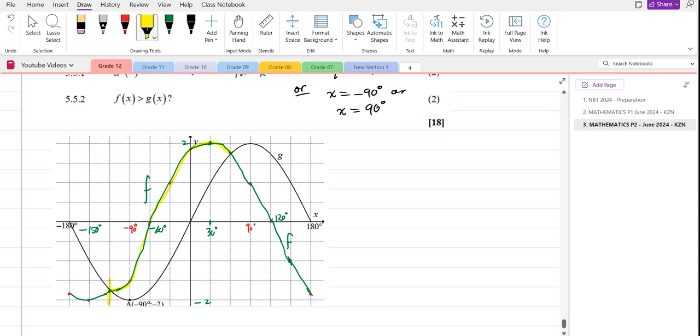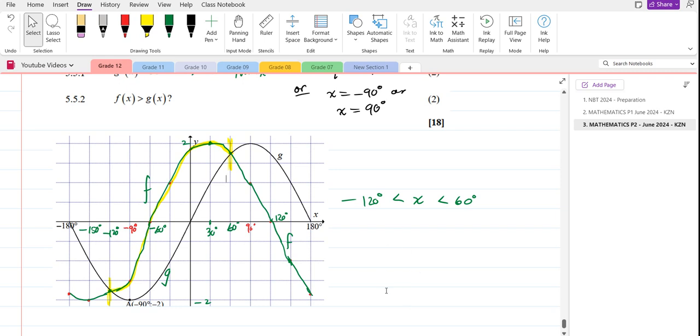So x is greater than negative 120 but less than 60, between the points of intersection where the f graph is above and the g graph is below. So from minus 120 to 60 degrees, this yellow portion here, that's where the f graph is above the g graph. So the answer is from minus 120 to 60. I hope you guys understand.